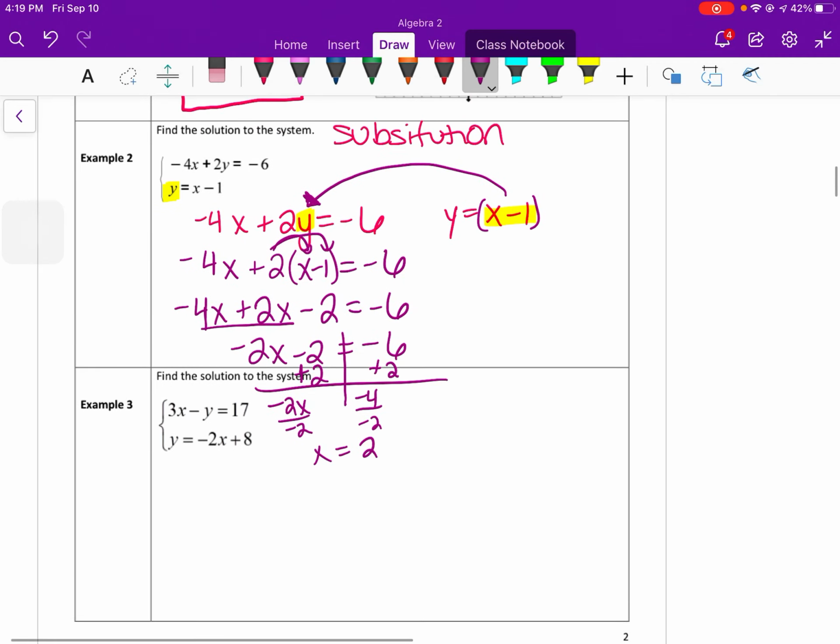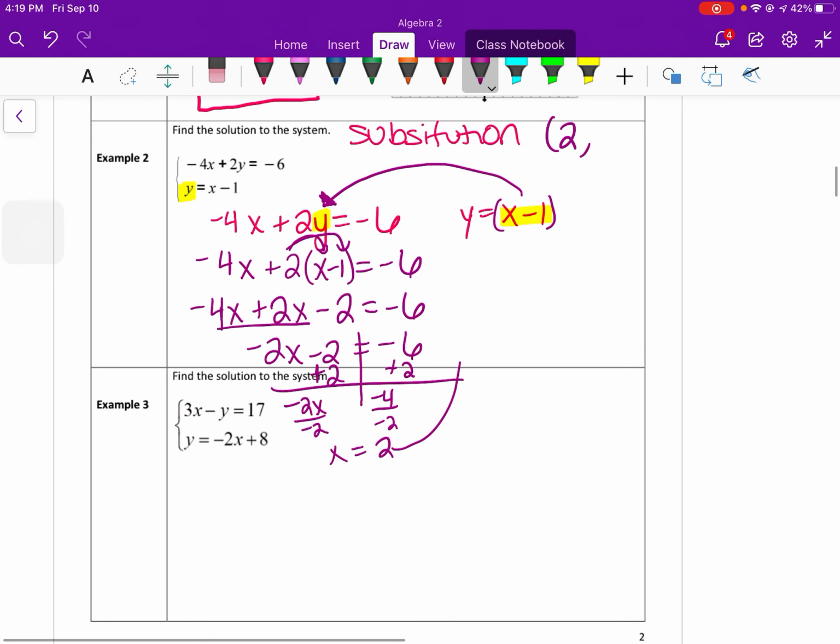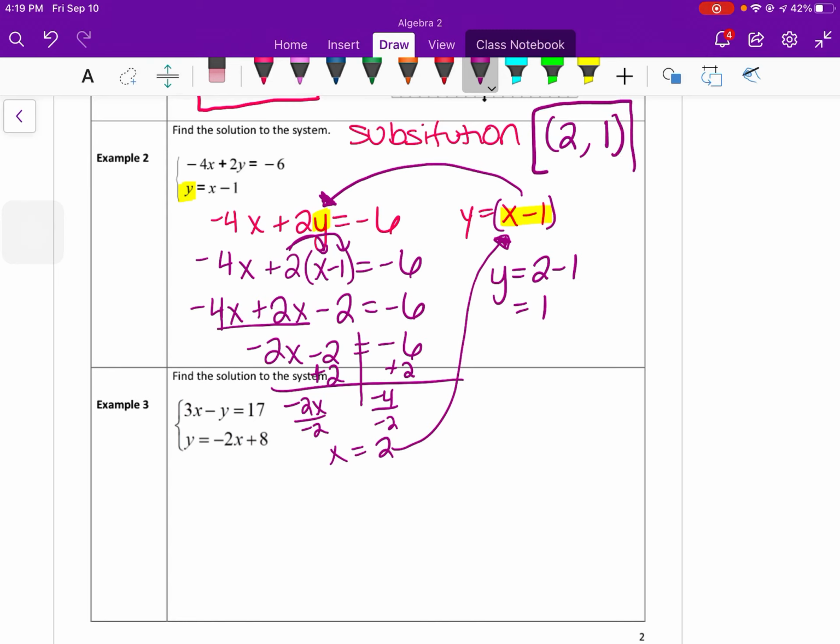But my solution is an ordered pair where these lines intersect. So right now I have the first coordinate, the x coordinate is 2. I still need to solve for the y coordinate. So then I bring it back in and I substitute it into the other equation, which was y equals x minus 1. Well, if x is 2, y equals 2 minus 1. That means y equals 1. So your y coordinate is 1. So the ordered pair where these lines intersect is 2, 1.